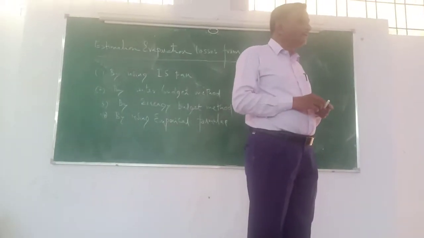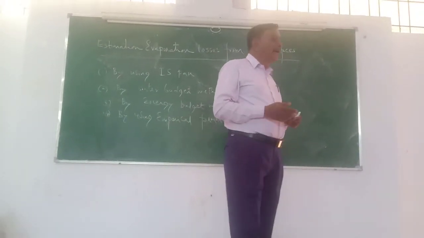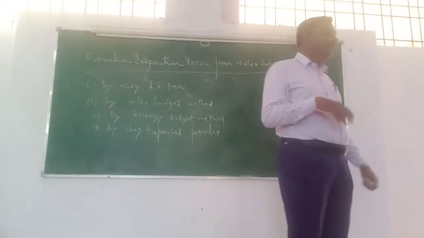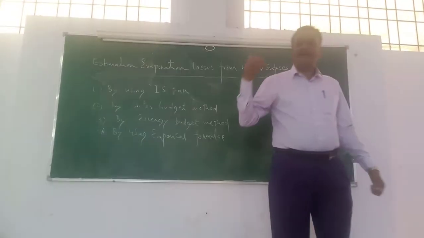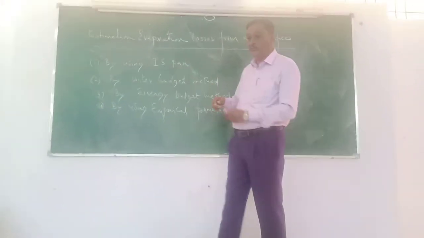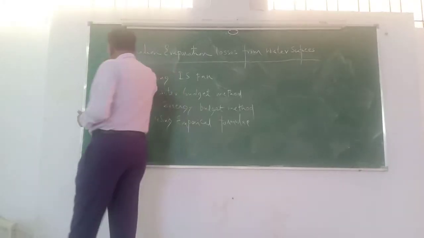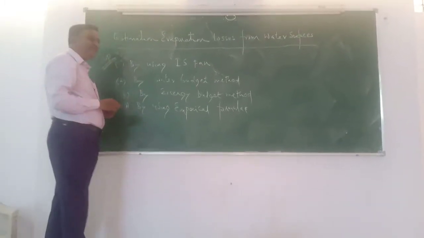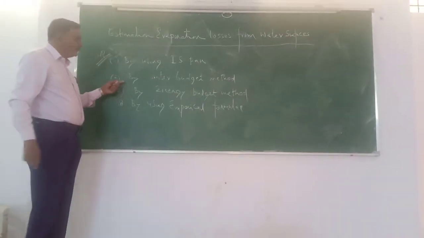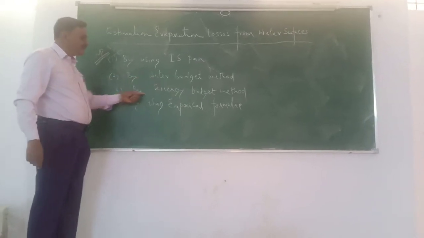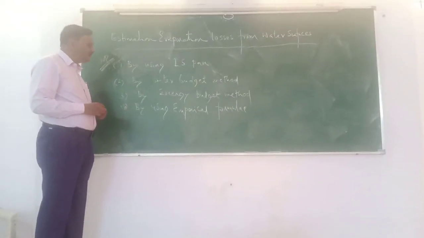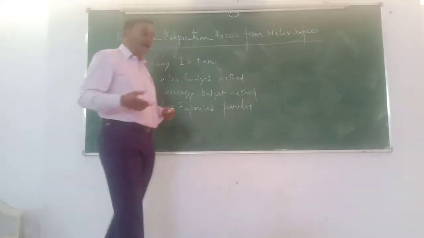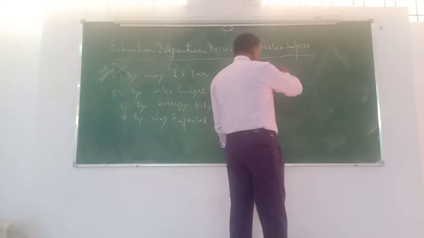To help in estimating, or in the other way, measurement of the evaporation by using these particular methods. One is known as the IS pan. It's important, usually asked in the exam. First one, by using the IS pan. Second is by water budget method, third is by energy budget method, and last is by using the empirical formula. Empirical formulas, I think there are again two which were asked for the last exam.